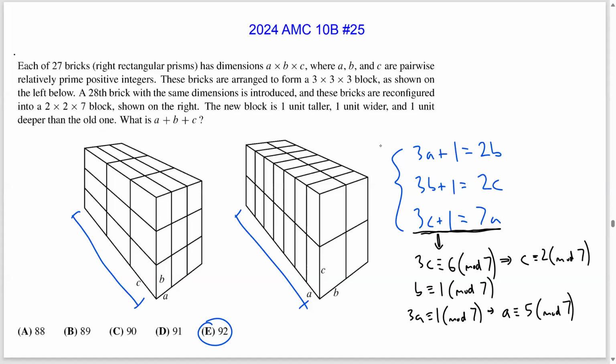The reason why we are looking at this modulo 7 is so that we can look at a plus b plus c modulo 7. So a plus b plus c is going to be congruent to 5 plus 1 plus 2, which is 1 modulo 7. Now, out of these answer choices, because they are all consecutive integers, they are all going to be different modulo 7. And all we need to do now is find the answer choice that is congruent to 1 modulo 7. That, of course, is going to be choice E.